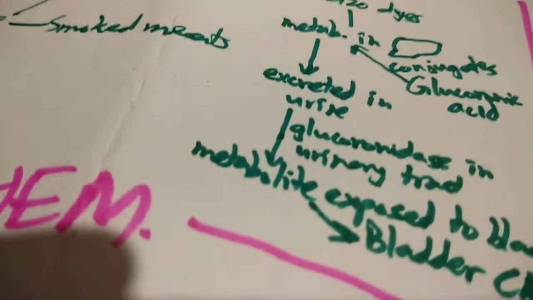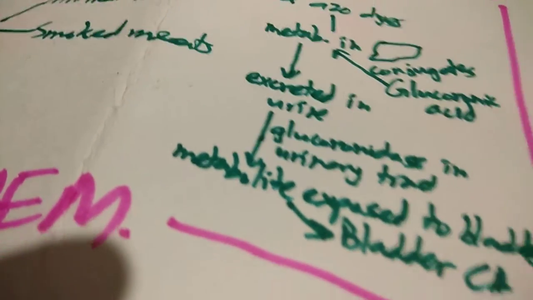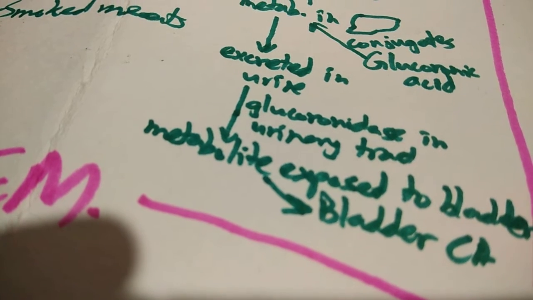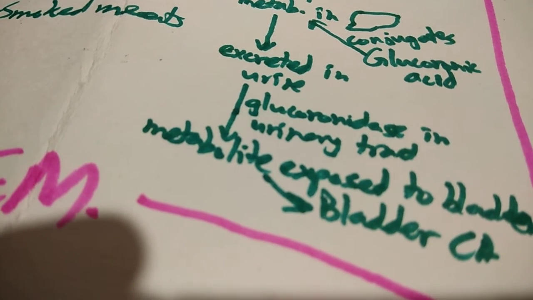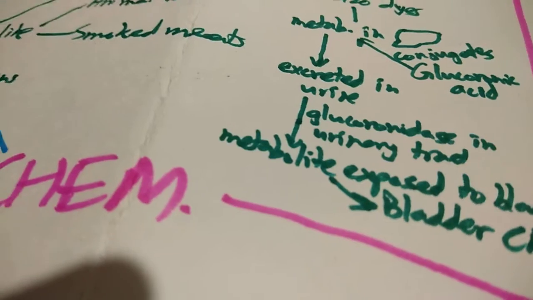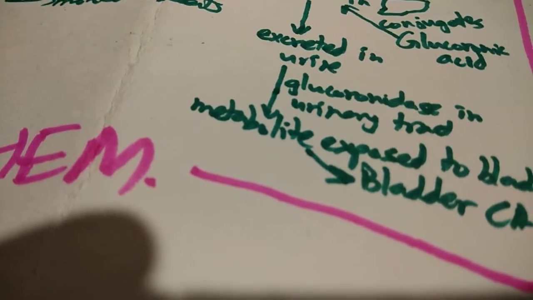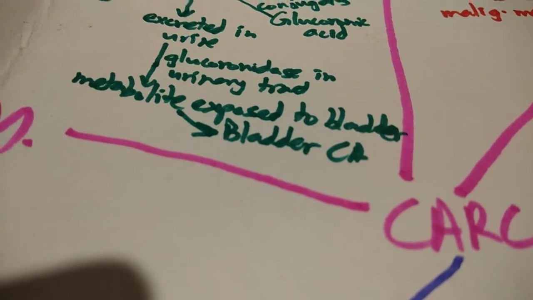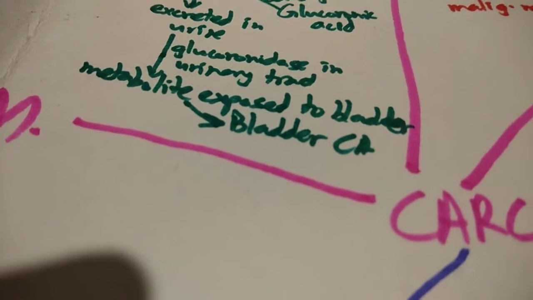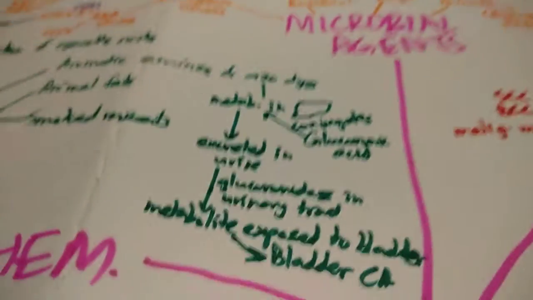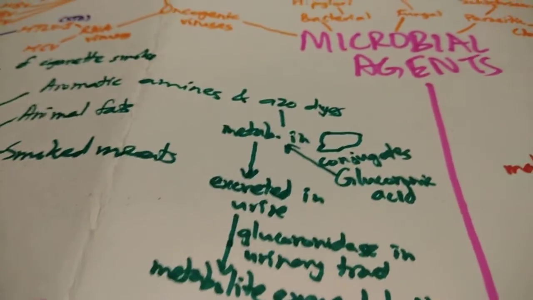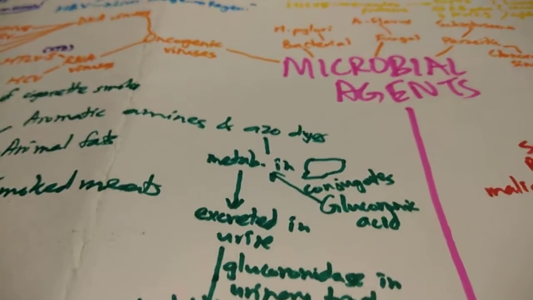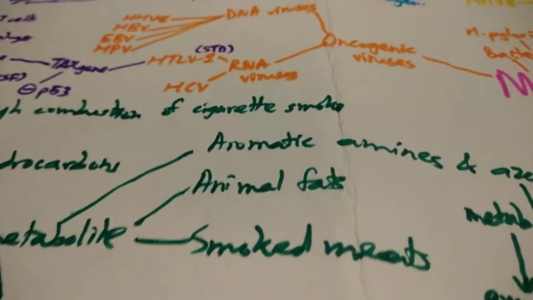Unfortunately, as it's getting excreted in the form of urine, it encounters an enzyme that naturally occurs in the urinary tract called glucuronidase. As a result, the metabolite is exposed back to its normal toxic state in the bladder, hence causing bladder cancer, right? Bladder carcinoma. So that was one other type of indirect chemical carcinogen. Other types also include animal fats.